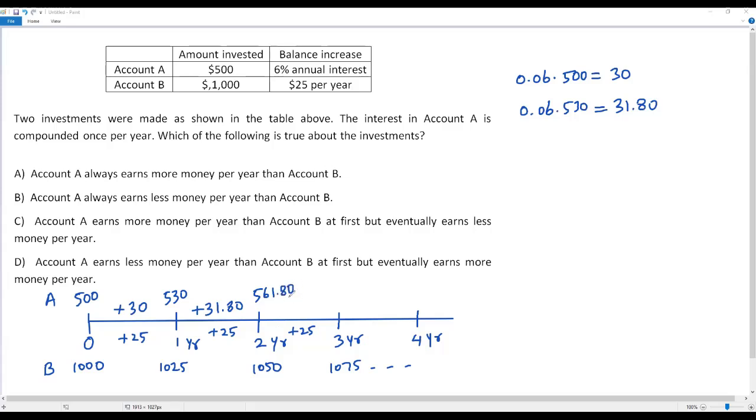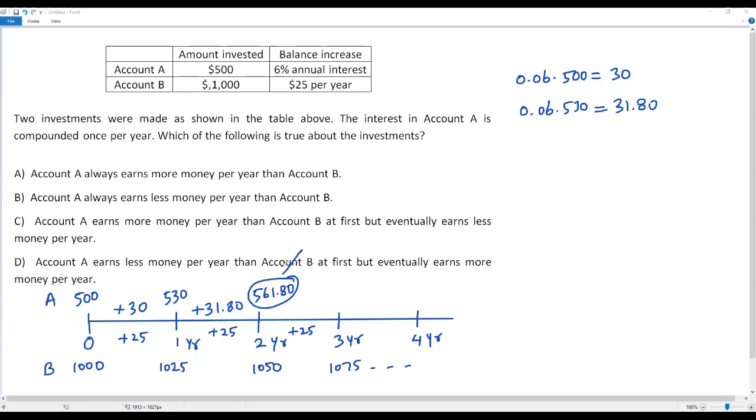$561.80. Okay, for the third year also we have to calculate the same 6%, but when I calculate interest for the third year, I have to calculate 6% on the balance at the beginning of the third year, that is 561.80. So in compound interest, we always have to calculate interest on the principal that we have at the beginning of that particular year. For example, if we calculate the interest at the end of the third year, then the given rate of interest has to be calculated on the principal at the beginning of the third year.